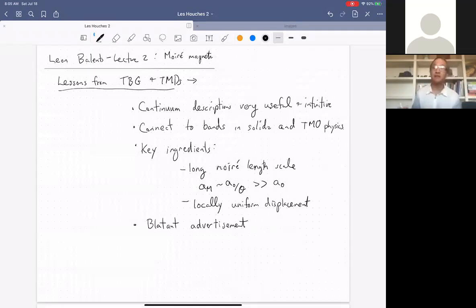I'd like to give you a blatant advertisement for a little bit of work of mine, which showed what I find is an intuitive way to derive this continuum model for twisted graphene structures, which is still rigorous and allows you to study all sorts of Moire patterns. So if you're interested in that, I'd refer you to this article from last year.